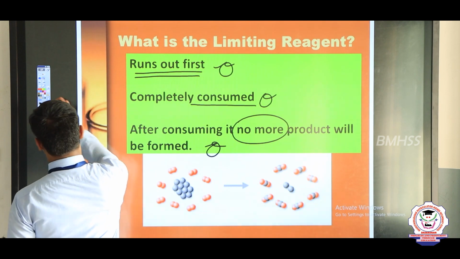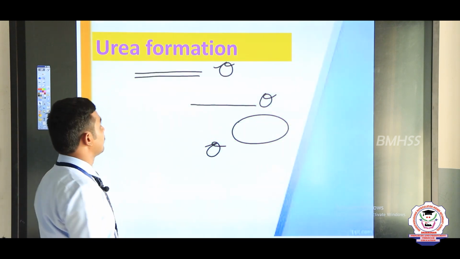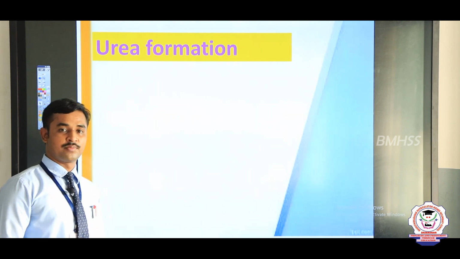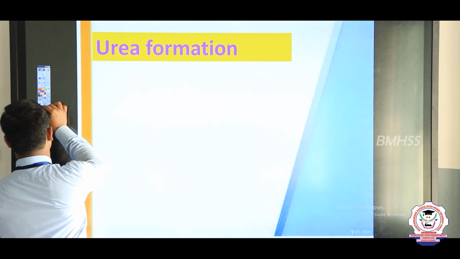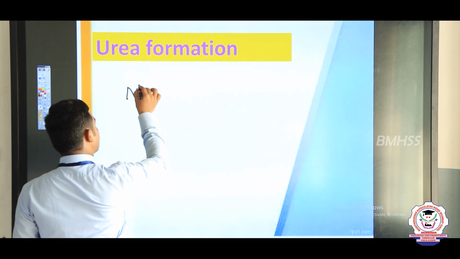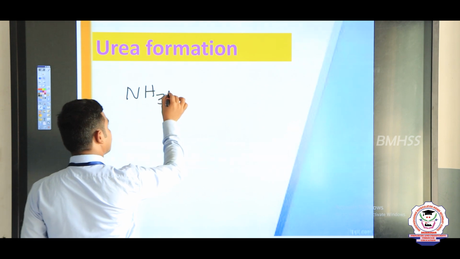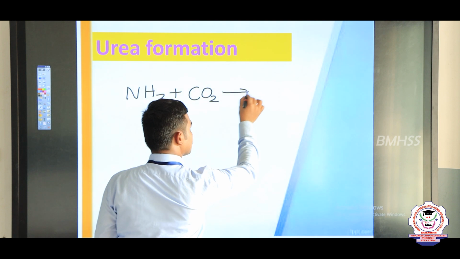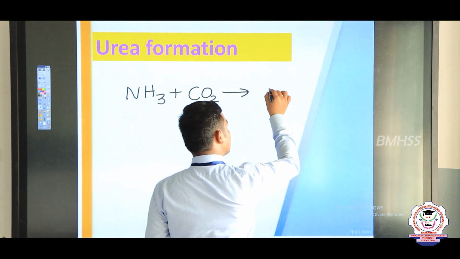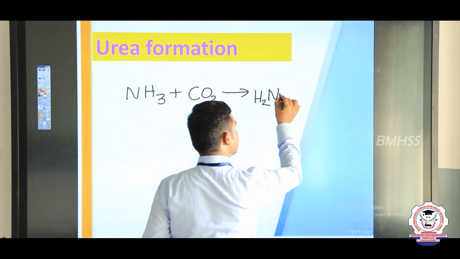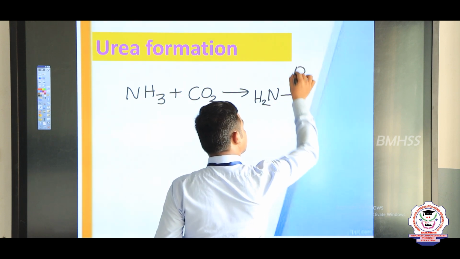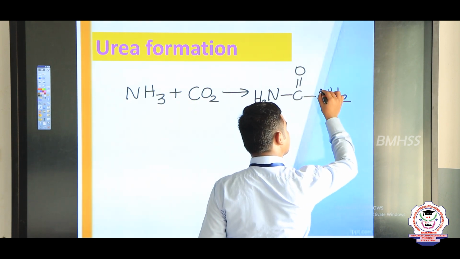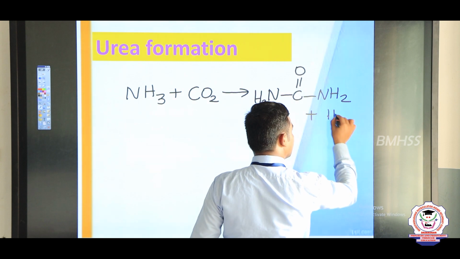Likewise, for example, I can show one reaction for you, the urea formation. What is the urea formation reaction? You know that when the ammonia molecule combines with carbon dioxide, it can produce the amine on the left side, carbon oxygen in the middle and another amine on the right side. The remaining are water molecules.